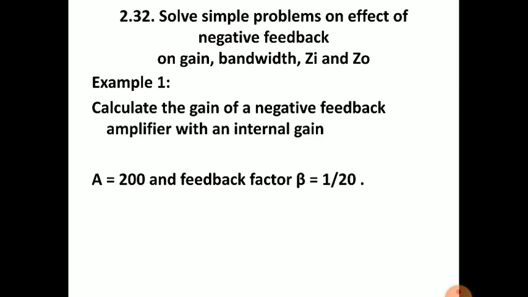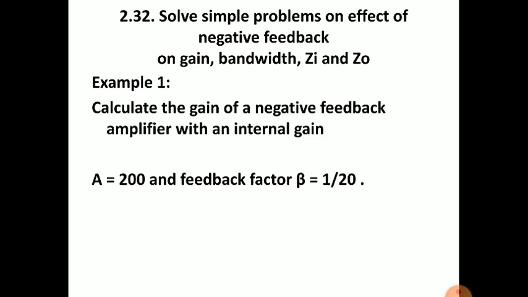So what is the formula for the gain with feedback? That is AF is equal to A by 1 plus or minus A beta. Plus or minus means if it is negative feedback we will get plus, if it is positive feedback we will get minus. So the question here is a negative feedback amplifier, so we will get AF is equal to A by 1 plus A beta, and we have been given two values.